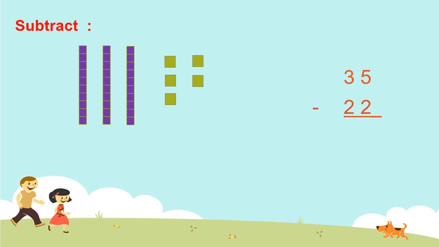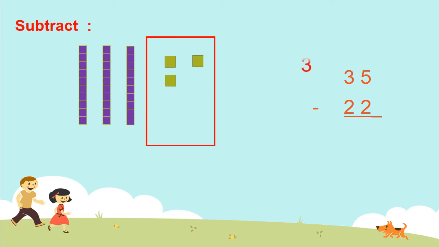Let's start. So we're going to start by our ones. We're going to take 2 from the 5. So do we have enough to take? Yes, we have enough to take. So we have 5 and we want to remove 2. So I'm going to remove these 2. Okay, now what do I have left? Yes, I have left 3 ones.